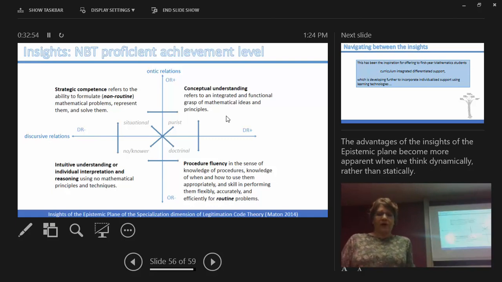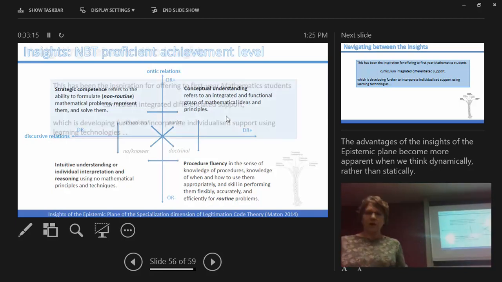So I've tried to illustrate here that the insights of this plane are much more useful if we think dynamically and not statically. The idea is you move around these quadrants in no particular order. It depends on the problem that you're encountering, but you should be able to move backwards and forwards.